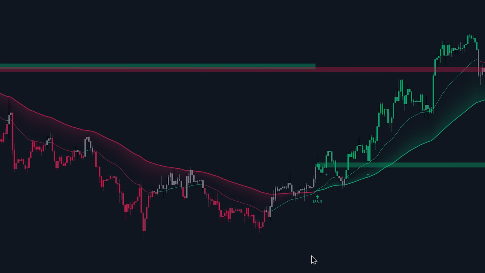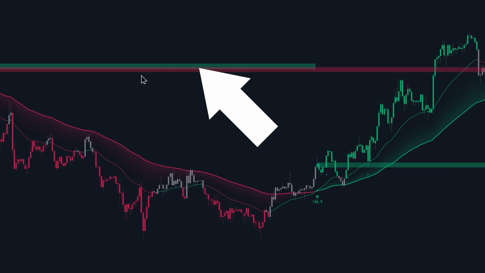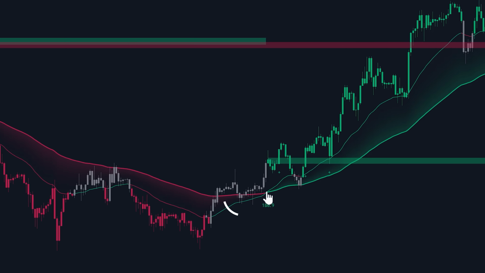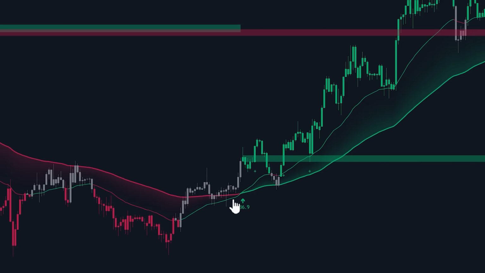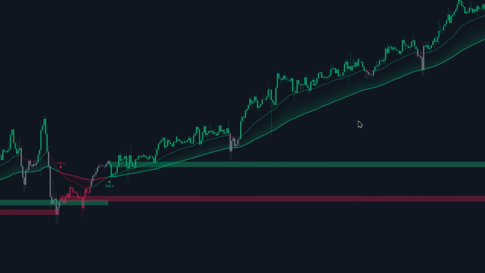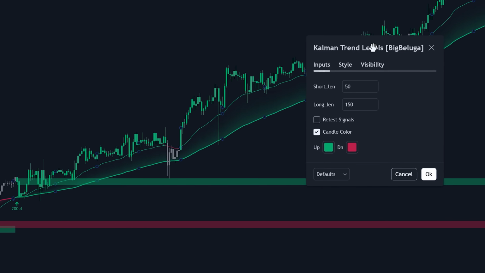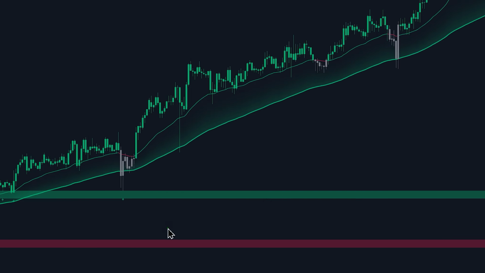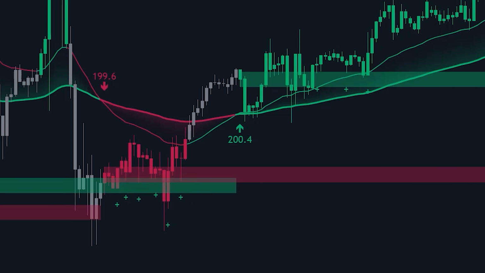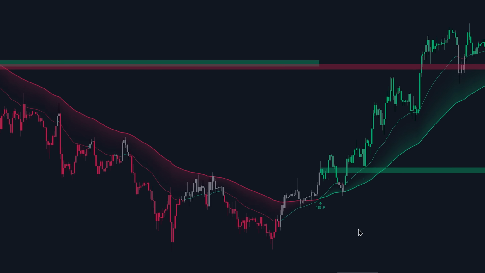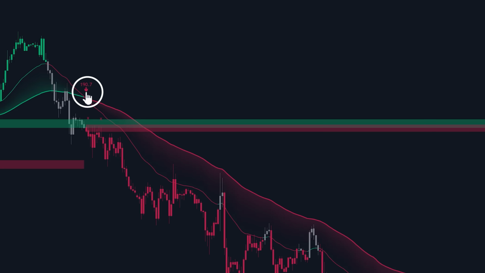Next, we have crossover boxes. These green and red boxes. They are printed whenever crossovers occur between the fast and the slow Kalman filters. A green crossover box appears when the fast Kalman filter crosses above the slow Kalman filter, signaling a potential support level. We also have retest signals. For these, we have to activate them in the indicator settings. But as you can see, there are these plus and X labels that indicate areas where the price retests these support and resistance levels. Additionally, we have these up and down arrows that indicate trend shifts.